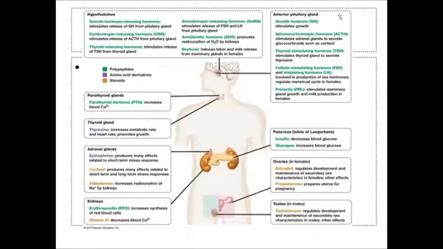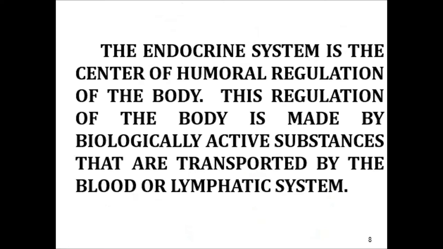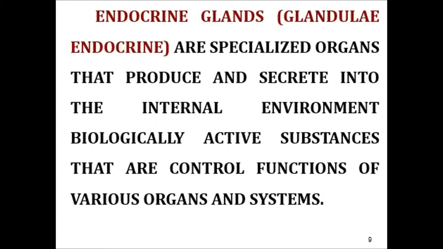Here is a big portion, a schematic with different hormones, and you can realize this is schematic too. The endocrine system is the center of humoral regulation of the body. This regulation of the body is made by biologically active substances that are transported by the blood or lymphatic system. Endocrine glands, or glandulae endocrinae, are specialized organs that produce and secrete into the internal environment biologically active substances that control the function of various systems.